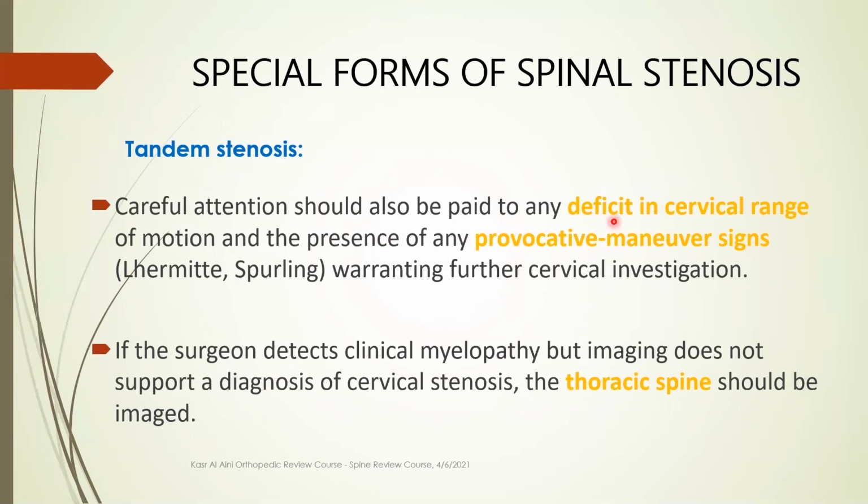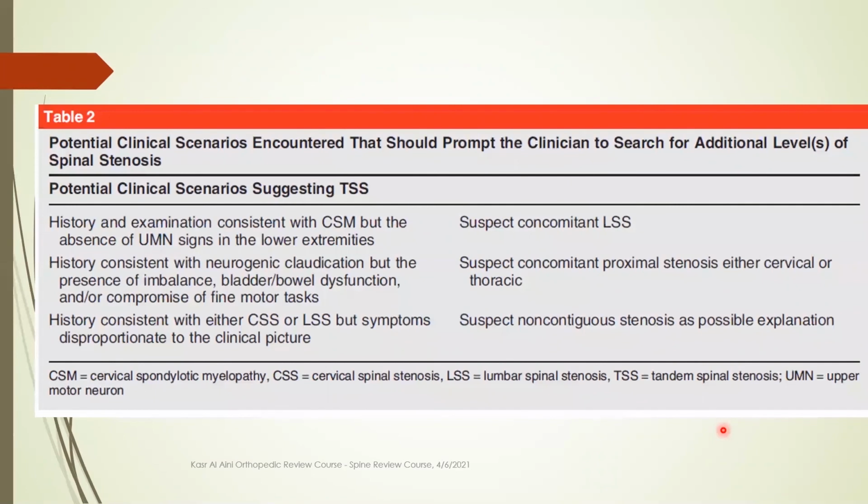Careful attention should be paid to deficit in cervical range of motion and the presence of provocative maneuvers like L'Hermitte and Spurling, warranting further cervical investigation. If the surgeon detects clinical myelopathy, but imaging does not support the diagnosis of cervical stenosis, thoracic spine should be imaged. These are some clinical scenarios which raise the suspicion of tandem stenosis.